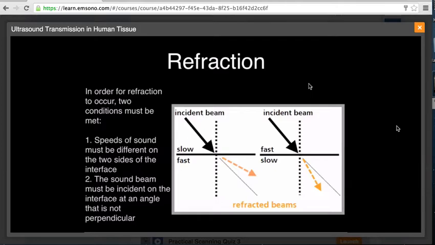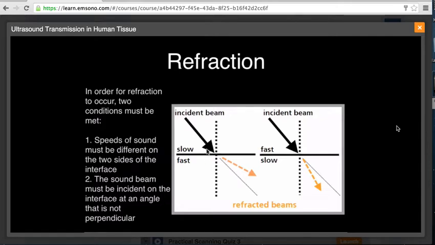We're all familiar with visual refraction, but sound refraction also occurs. For sound refraction to occur, two conditions must be met. First, the speed of sound must be different on the two sides of the interface. If the speed of sound is the same on both sides of the interface, then you won't have refraction. Secondly, the sound beam must be incident on the interface at an angle that is not perpendicular. So here you can see the sound beam coming in at a non-perpendicular angle to the interface.